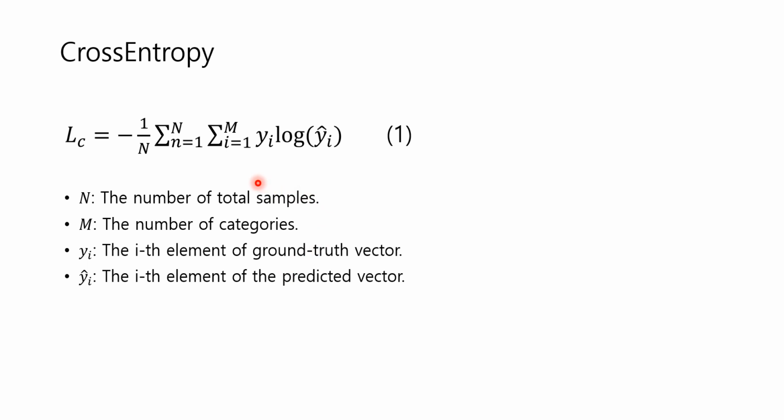The cross-entropy loss is defined as in Formula 1. N is the number of total samples, M is the number of categories, Yi indicates the ith element of the ground truth vector, and Y hat i is the ith element of the predicted vector.